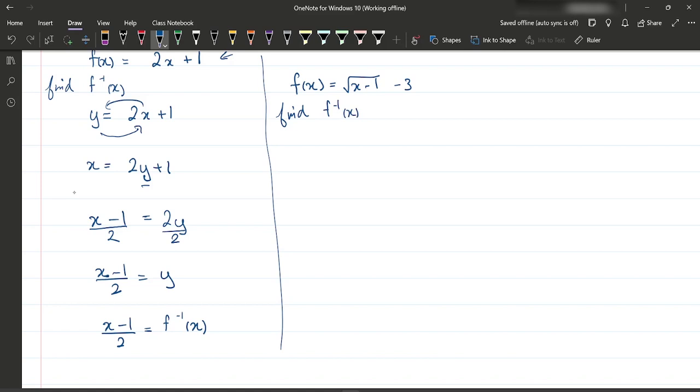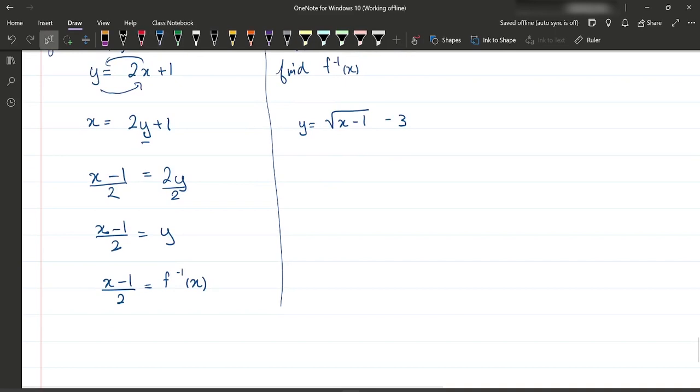So the first step was, let's say y equals square root of x minus 1, minus 3. The second step was to switch the places. So x equals square root of y minus 1, minus 3. Next we just have to solve for y. The first thing to remember is that we have a 3 outside, so we can take 3 outside first, because if we try to take the square root out, we're going to have a lot more trouble. So let's take 3 to the other side first. So now it becomes x plus 3 equals square root of y minus 1.